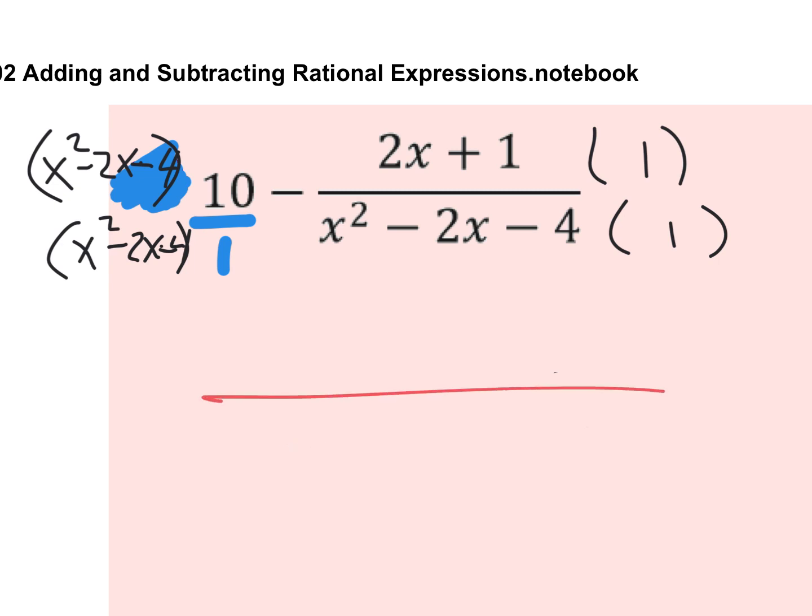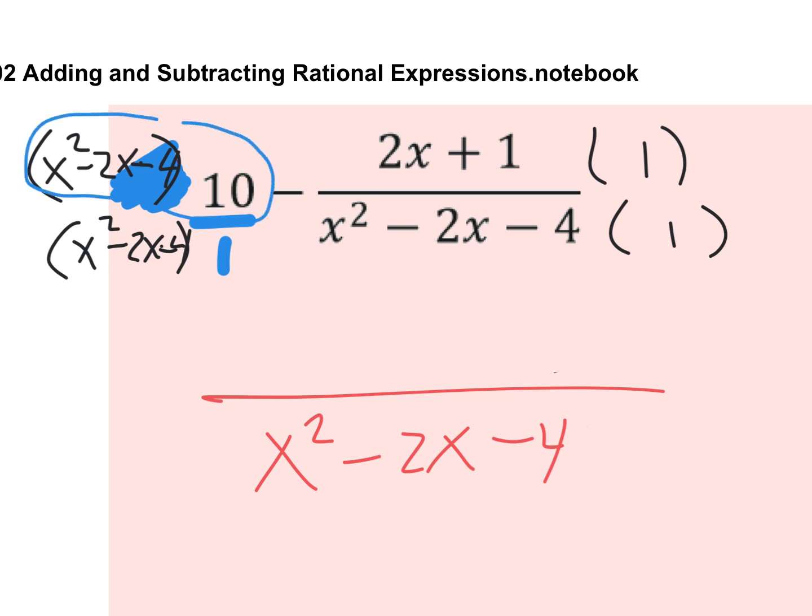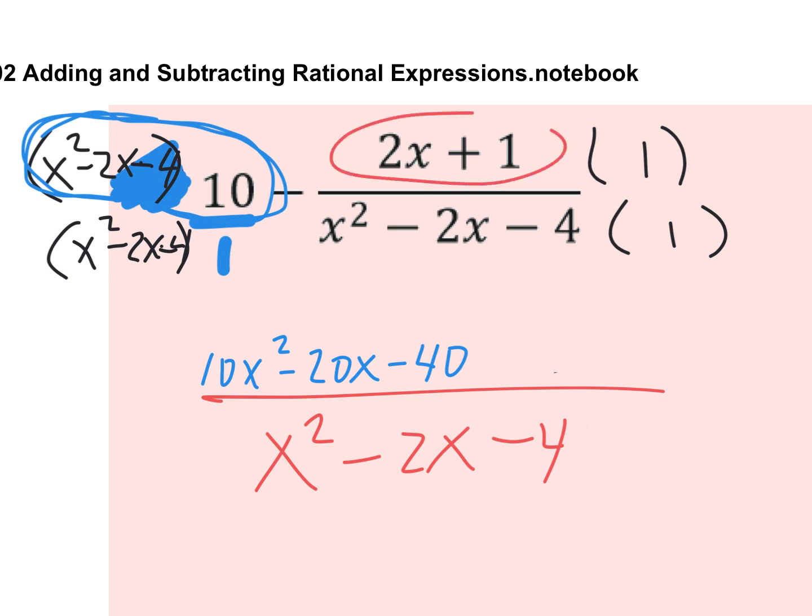So the denominator is still the denominator, x squared minus 2x minus 4. In fact, I should think about factoring it, but I'm pretty sure it doesn't factor. If you can beat me and actually factor it, awesome, but I don't think so. And then on the top, that has to get multiplied out. 10x squared minus 20x minus 40. Now, how come you're multiplying that out? Because I have to add it to these other terms over here, the 2x plus 1.